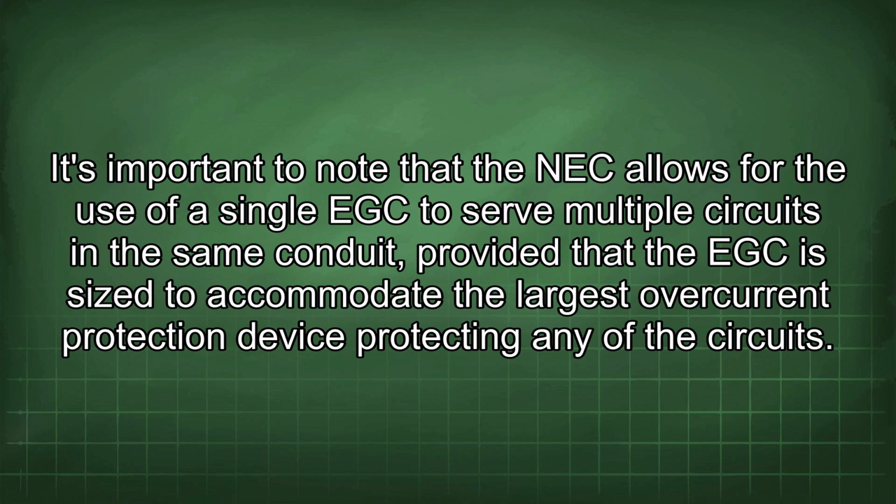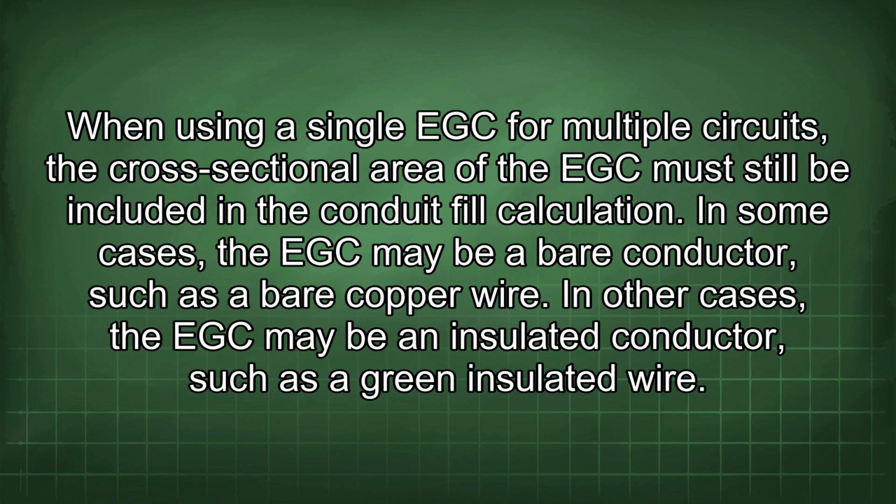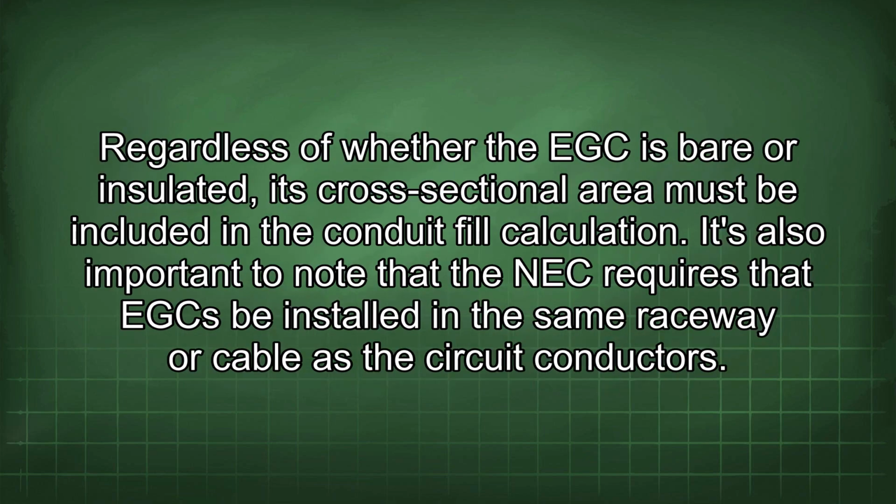It's important to note that the NEC allows for the use of a single EGC to serve multiple circuits in the same conduit, provided that the EGC is sized to accommodate the largest overcurrent protection device protecting any of the circuits. When using a single EGC for multiple circuits, the cross-sectional area of the EGC must still be included in the conduit fill calculation. In some cases, the EGC may be a bare conductor, such as a bare copper wire. In other cases, the EGC may be an insulated conductor, such as a green insulated wire. Regardless of whether the EGC is bare or insulated, its cross-sectional area must be included in the conduit fill calculation.